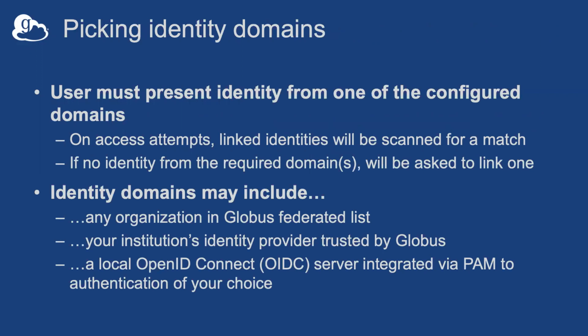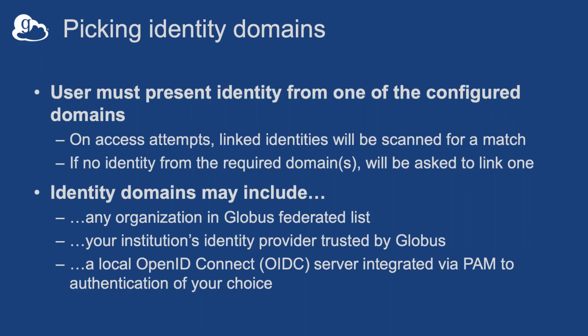So let's talk a little bit about identity domains. I mentioned that we have moved away from requiring X509 certificates for users, and you can use an OpenID Connect server for authentication, right? Which means that the identity coming into Globus with version 5 actually looks very much like the identity you use when you log into your university accounts, right? It's some username at a domain.edu. It's not an X509 certificate. These are assertions that come in, right?